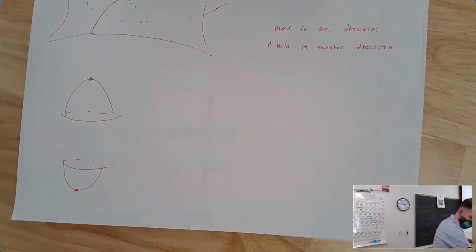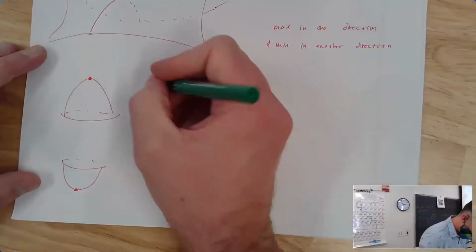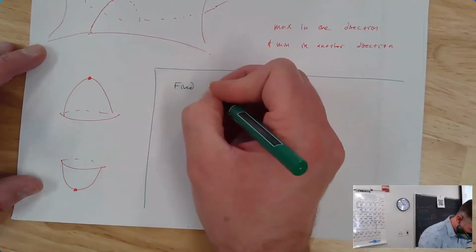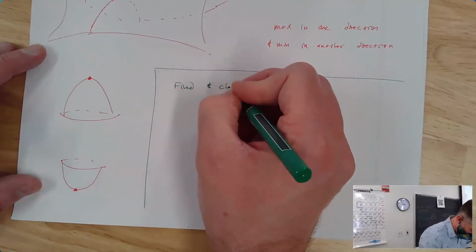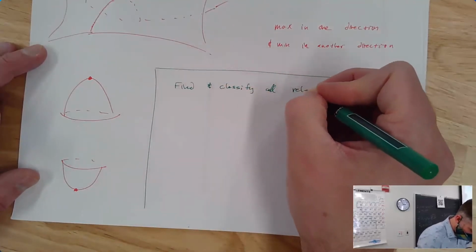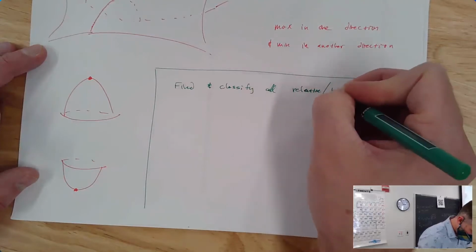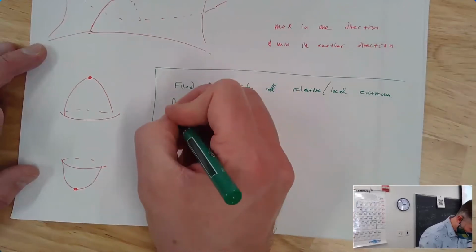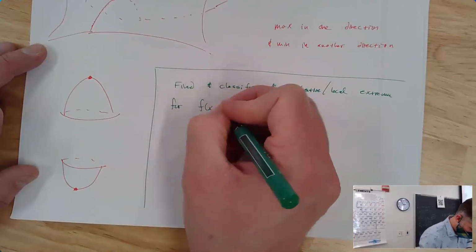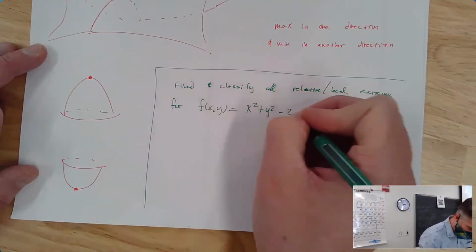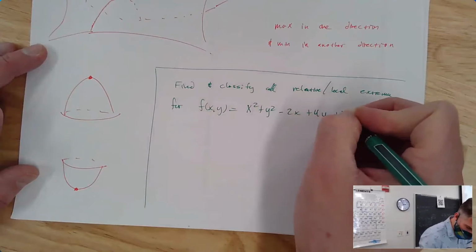So let's look at an example. Let's find, and we'll also talk about classifying, all relative or local, same thing, extrema for the following function. f of x, y is x squared plus y squared minus 2x plus 4y plus 3.